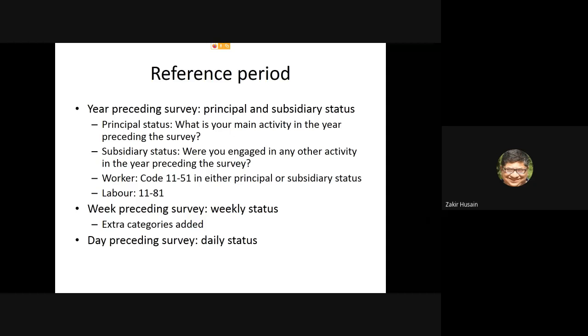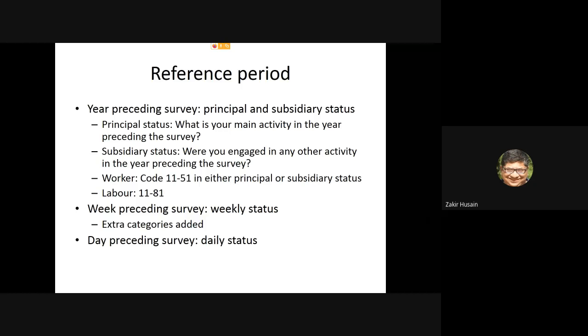Now, what they do is the surveyors come to you and ask that in the last one year, what was your main activity? Were you a student? Were you working? What were you doing? Depending upon your answer, they get your principal status. Then they ask, were you engaged in any other activity in the last year? That will give your subsidiary status.